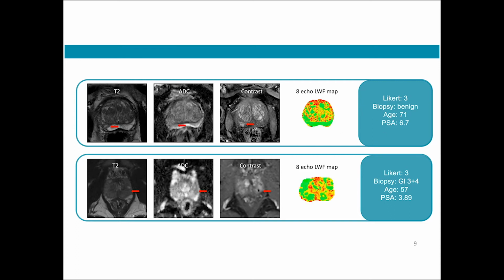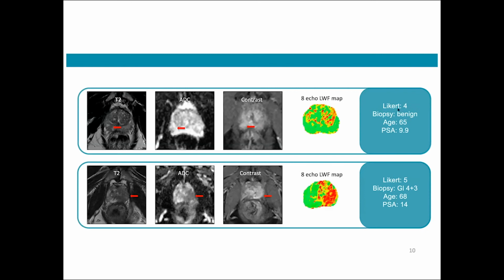On the other hand, here's another indeterminate left-sided focus on the multiparametric MRI. Red and yellow on the luminal water fraction map, biopsy positive. There are more examples. There's a Likert 4 lesion, which was scored by a radiologist Likert 4, entirely normal luminal water fraction map, benign biopsy. So those 3 and 4 scores, this is where something like this could really help you.